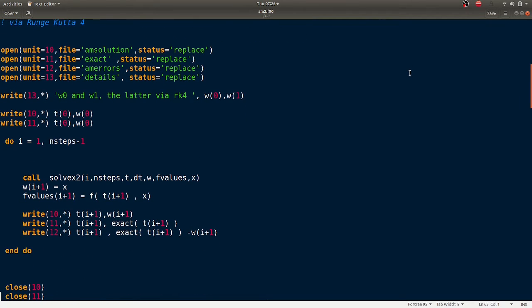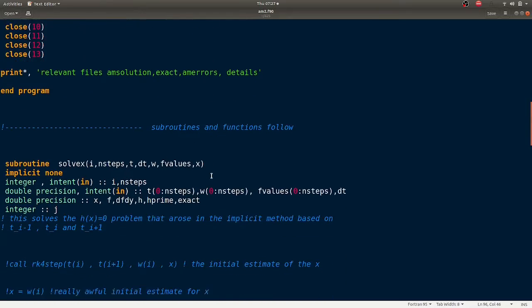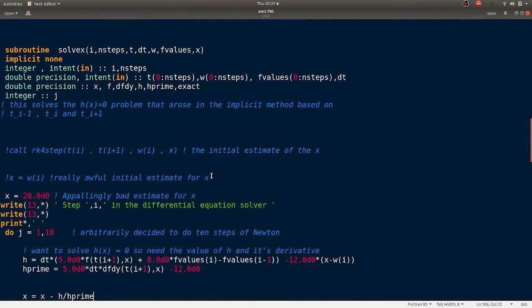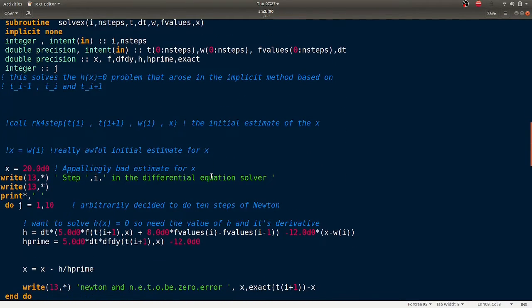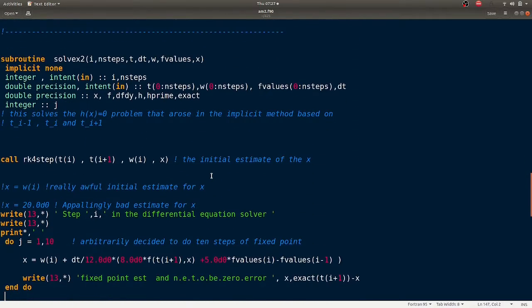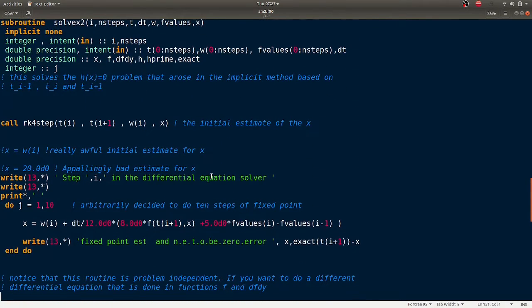In the main body of the program, instead of calling subroutine solve x, I'm going to call subroutine solve x2. Solve x, you'll remember, was based on our implicit differential equation solver together with Newton's method. By contrast, in the solve x2 routine, there is no Newton method.